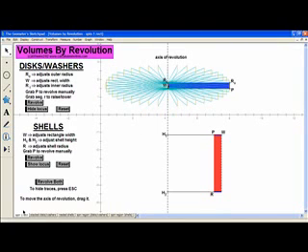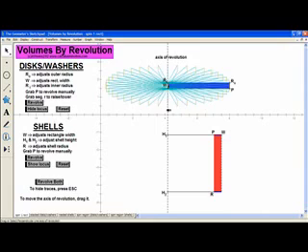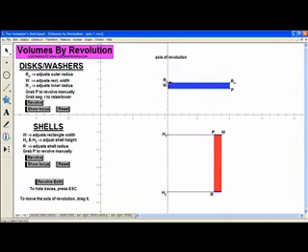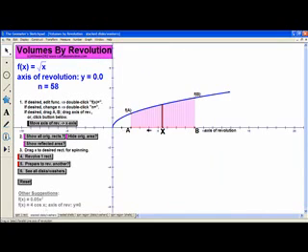Now we come back over here, and if we reset this, let's get rid of the locus. Now if we move out to this distance, now what we have is some space between our region and our axis of rotation. So when you revolve, you get washers, which is basically a disk minus a disk. And so washers, one disk minus another disk, and we can see the same sort of thing down here.